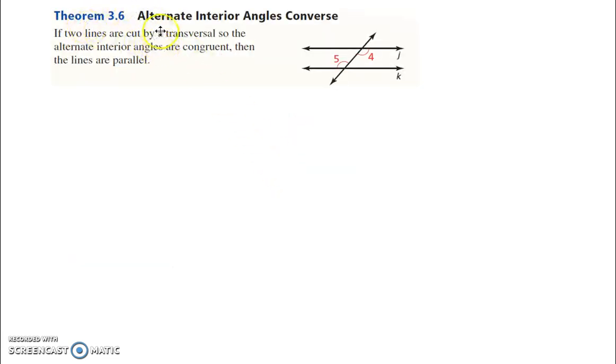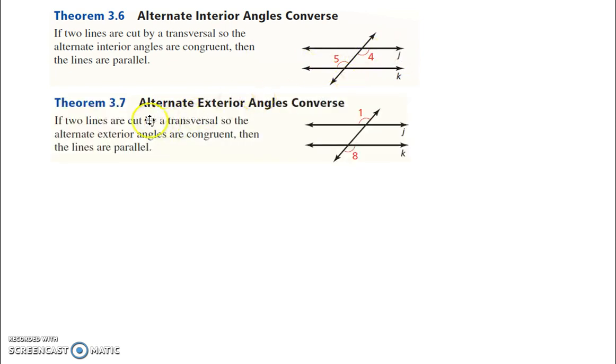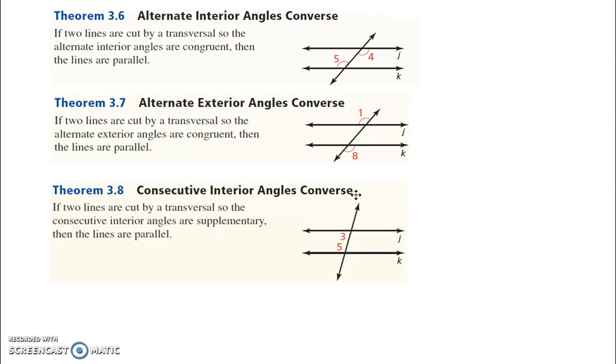Alright, theorem 3-6, alternate interior angles converse. If alternate interior angles are congruent, then the lines are parallel. Alternate exterior converse: if two lines are cut by a transversal and the alternate exterior angles are congruent, then the lines are parallel. And finally, consecutive interior angles converse. If two lines are cut by a transversal and the consecutive interior angles are supplementary, then the lines are parallel.